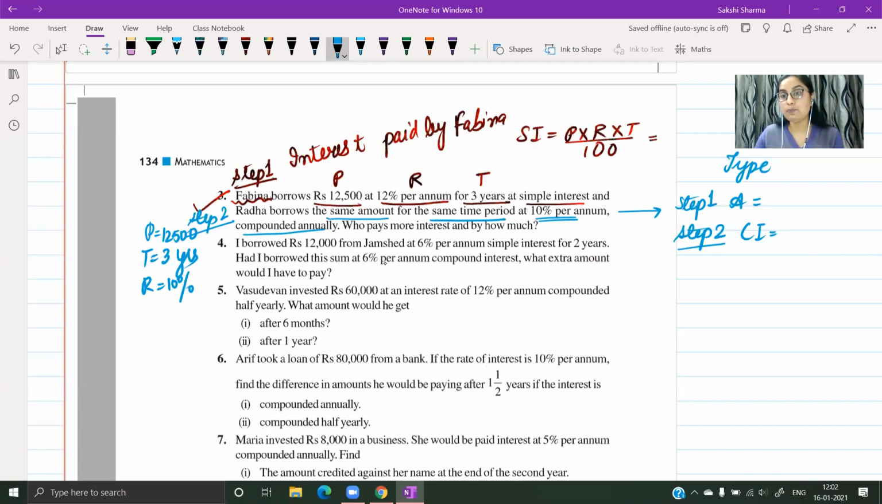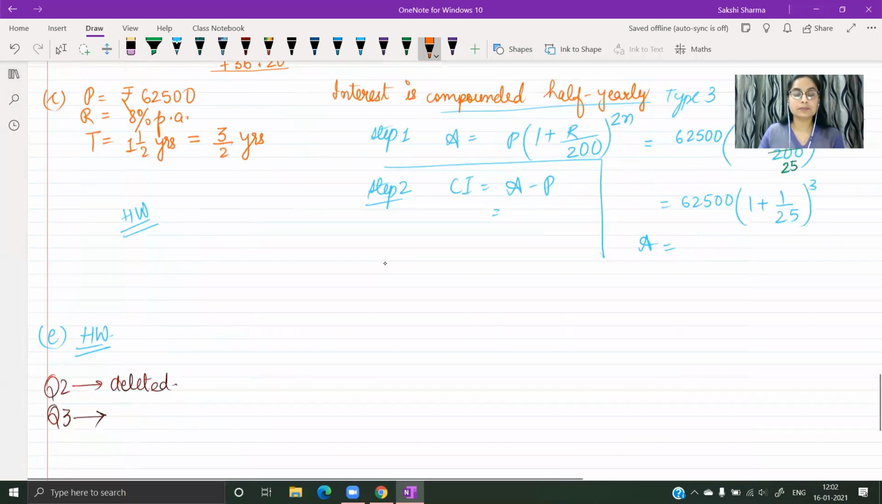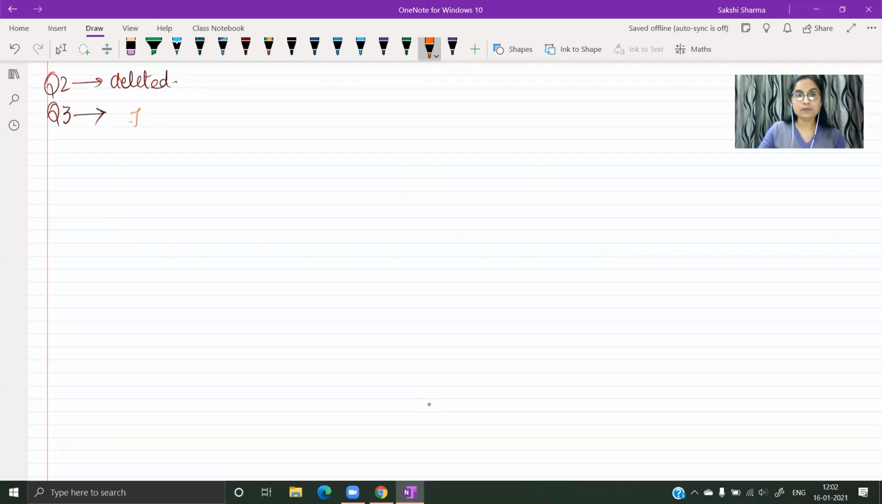So this one is type 1. The formula that you'll be using is this. And then you will find out the compound interest. Finally, you have to answer who pays more interest and by how much. I want you to solve this with me. Let's first of all solve for Fabina. Write down the principal, rate and time.